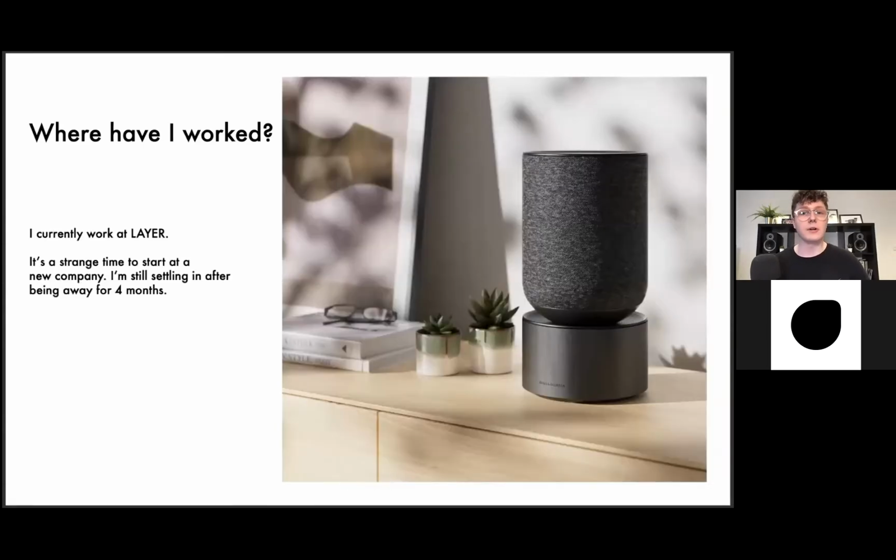And then now currently I work at Layer Design. It's a very strange time to have started at a company. I started late January or early February, I think. And then I went away for 4 months while, obviously, lockdown happened. And then I'm back now. So that's all good and up and running again. But it's been a very strange time to start at a new company.